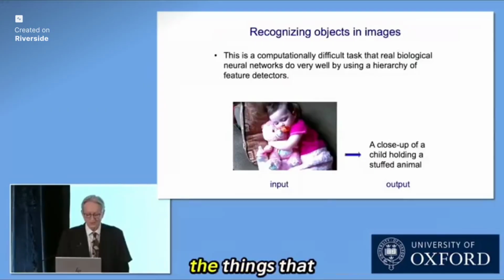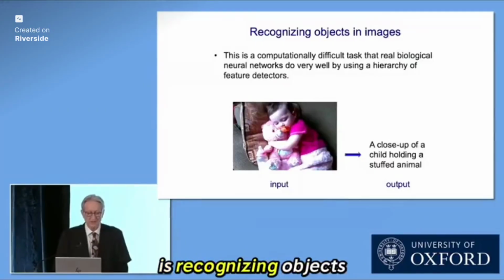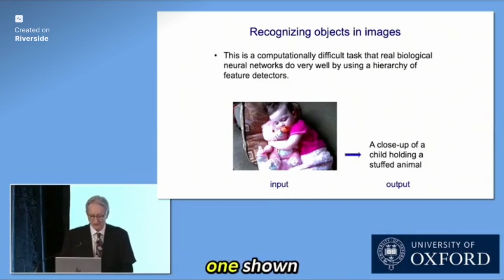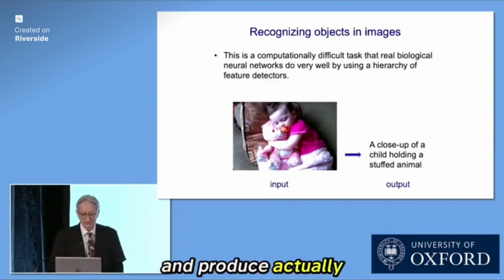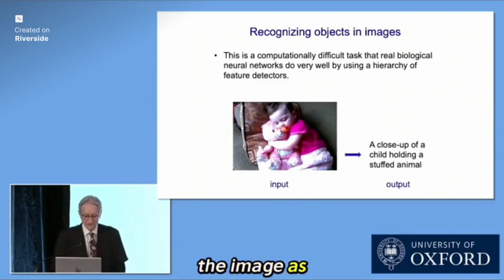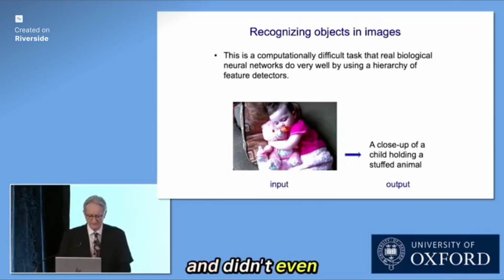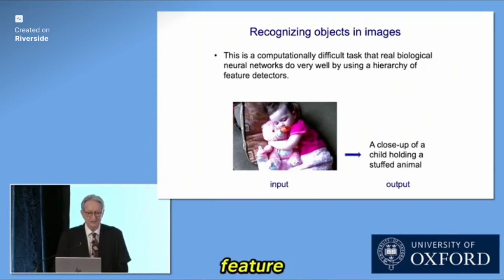So one of the things that neural networks are often used for is recognizing objects in images. Neural networks can now take an image like the one shown and produce actually a caption for the image as the output. And people tried with symbolic AI to do that for many years and didn't even get close. It's a difficult task. We know that the biological system does it with a hierarchy of feature detectors, so it makes sense to try neural networks on that.